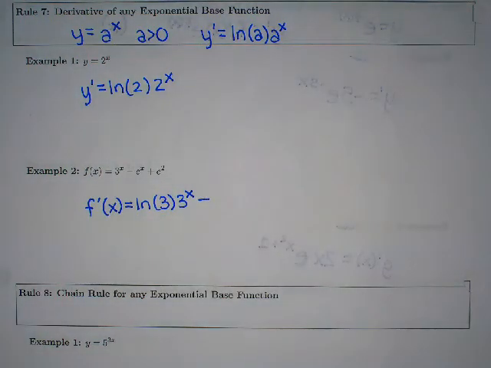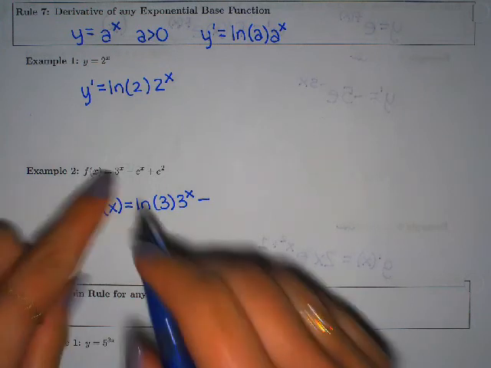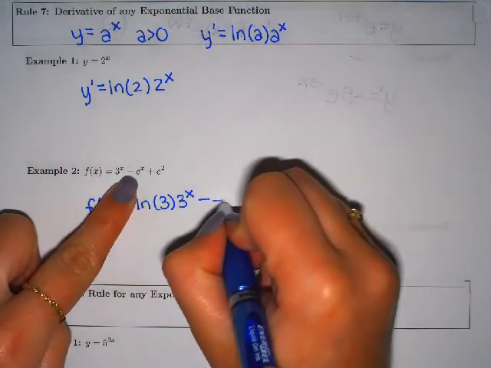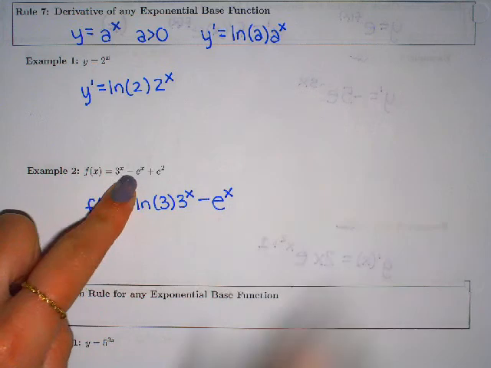Minus the derivative of e to the x. You could say it is ln of e times e to the x, and that would be fine, but ln of e in your calculator is 1. That's why we didn't do this with e to the x, because writing ln of e is a waste of time, because you're writing 1 times e to the x. The derivative of e to the x is e to the x.